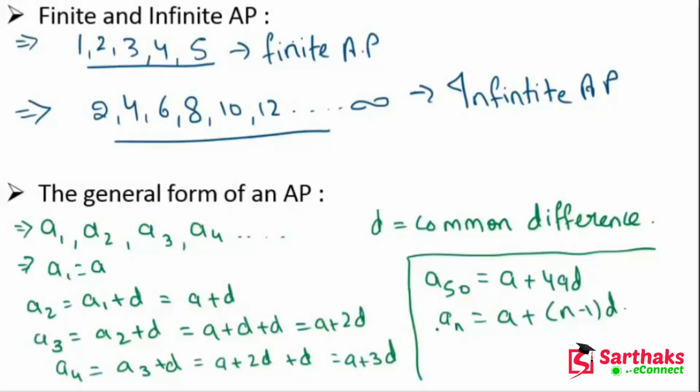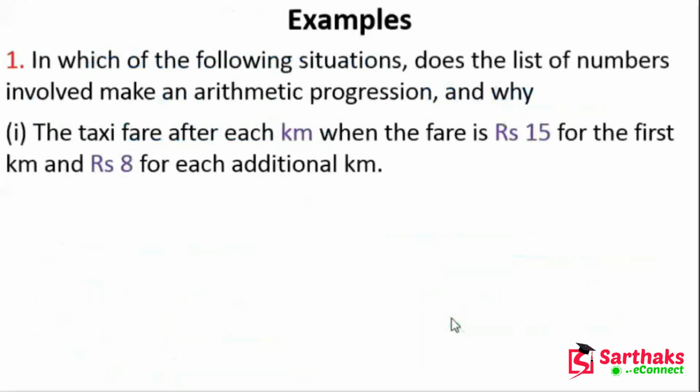Okay, now let's move on. Now we have to do some questions with which we can clear all the concepts. The first question is: in which of the following situations does the list of numbers involved make an arithmetic progression, and why? First of all, we have to find out whether it will make an AP or not. So how can we find it?